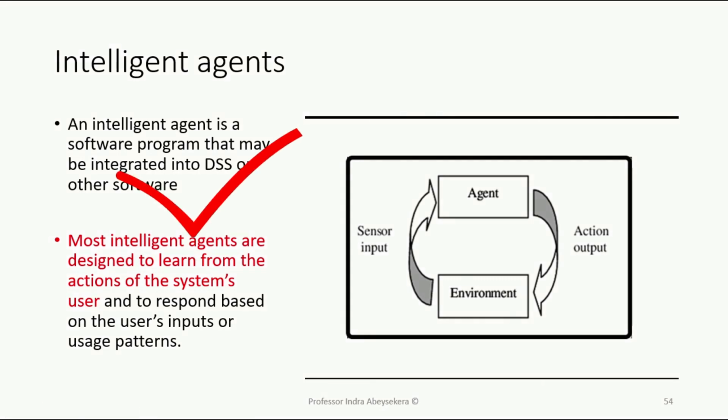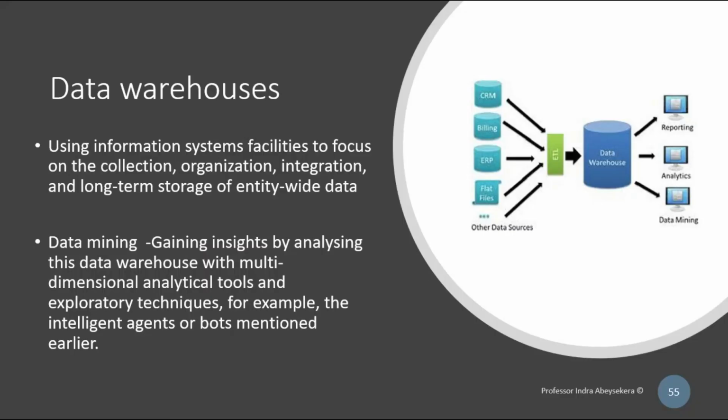Intelligent agents are software programs that could be integrated into other software programs. Most intelligent agents are designed to learn from the actions of the system's user. And after learning, they can make various predictions about the user's behavior.